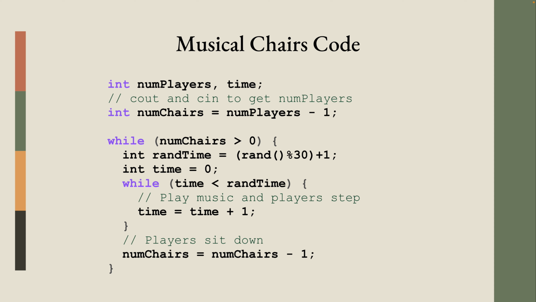And then I'm just saying we'll increase the time by 1 second for every second that passes. And while the time is less than the random time, keep playing the music. So we would have some C++ library that lets us play an audio file that we would put in the while loop. And we keep playing that music until the random time has elapsed. Any questions here?